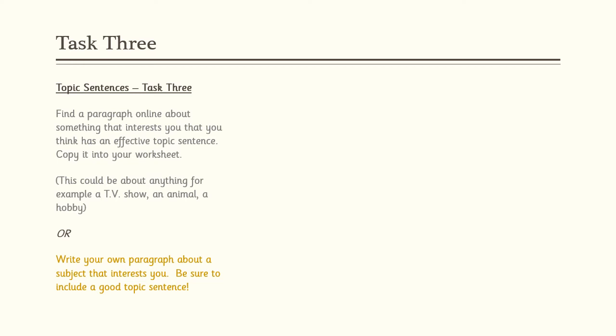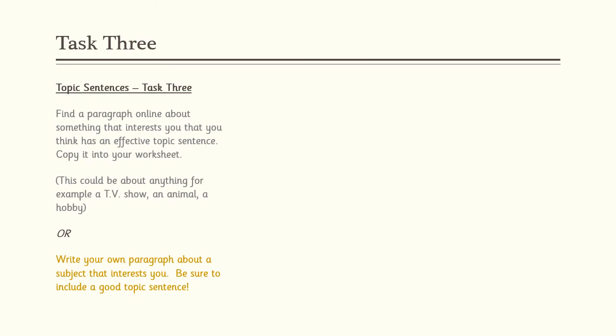For gold, what you need to do is write your own paragraph about a subject that interests you. Again, it can be about absolutely anything, but you need to make sure you include a good topic sentence. The paragraph doesn't need to be very long. 4 or 5 lines, 4 or 5 sentences is absolutely fine.